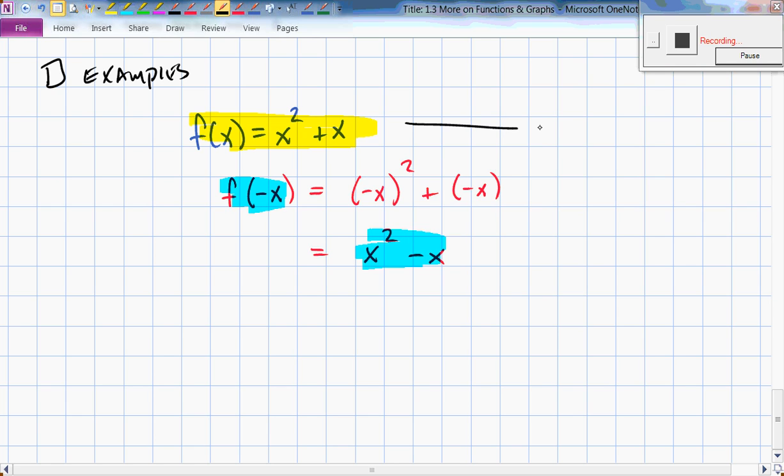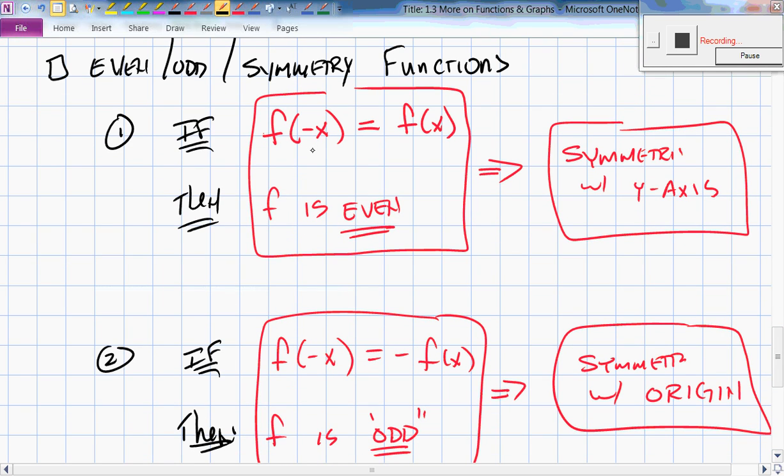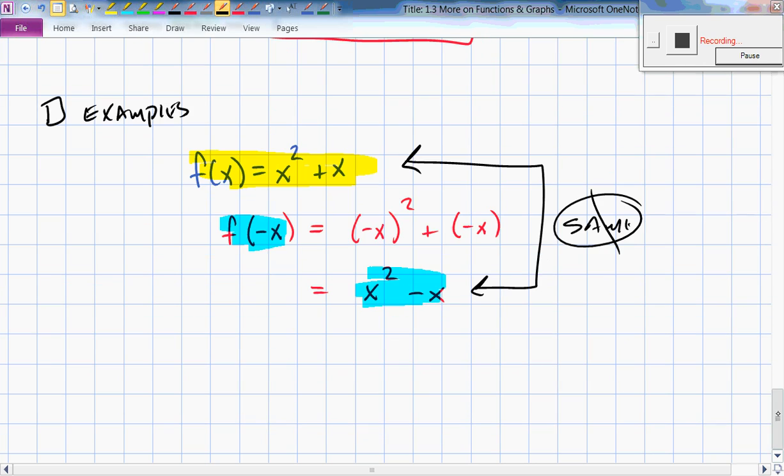So what I want to do is compare these two. Are they the same? No, they are definitely not the same. Therefore, according to this, there's no way this function can be even, because f of negative x is not the same thing as f of x. You with me on that page? Yeah? Okay.